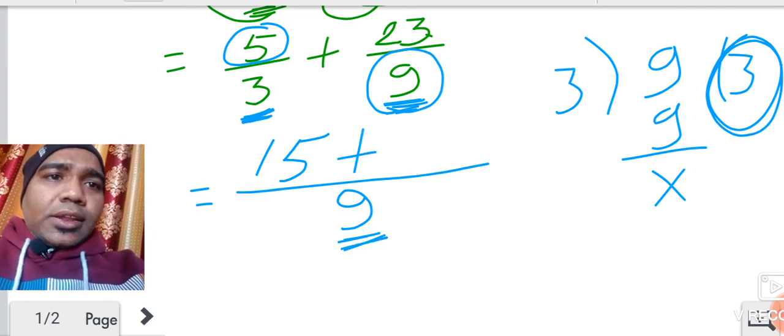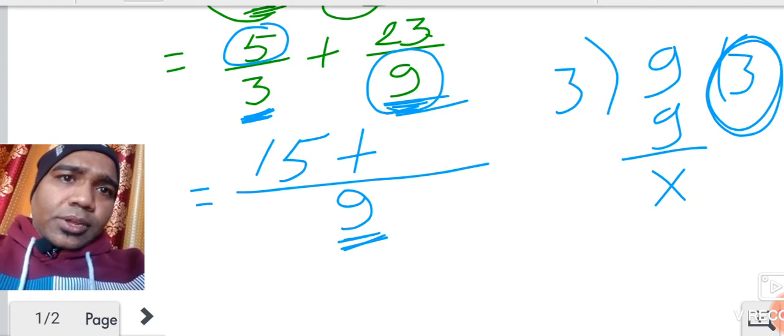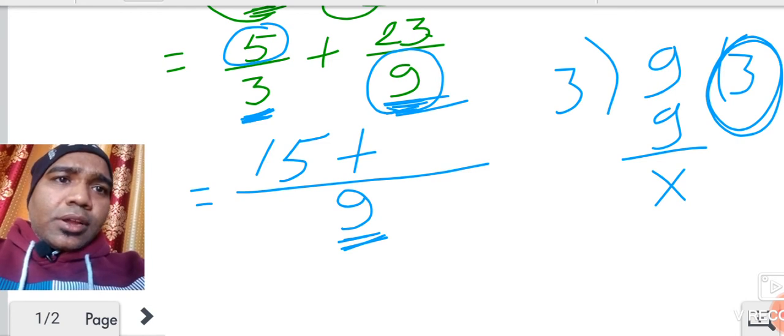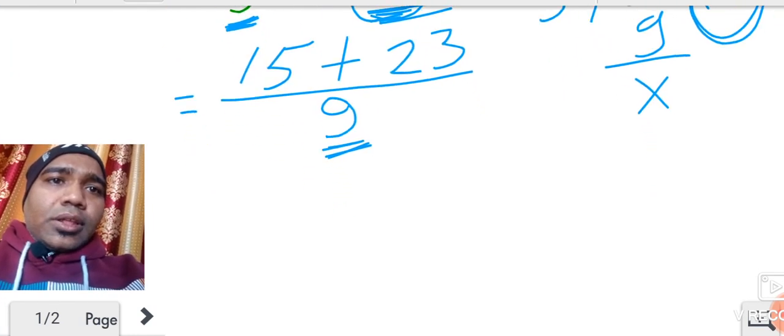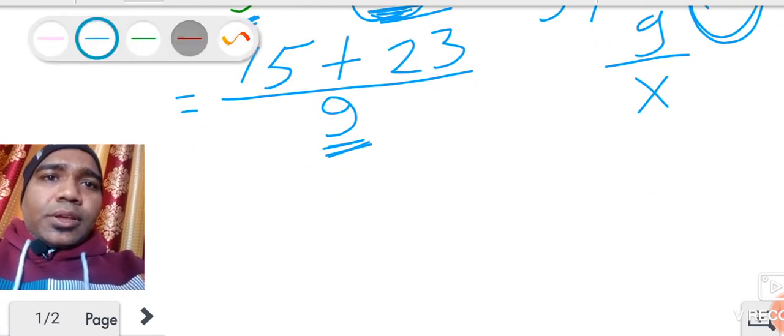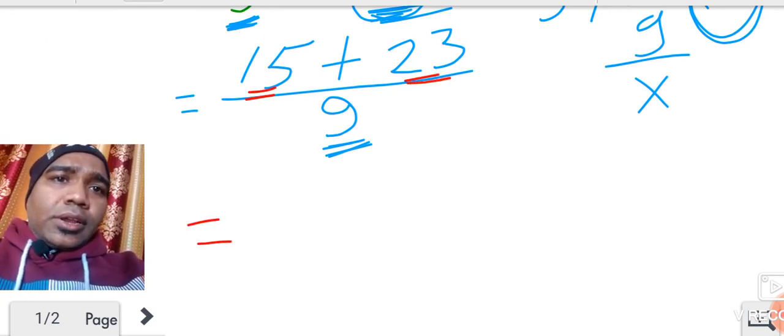Now this 9 divided by the denominator 9, 9 divided by 9, you'll get 1. Now 1 you'll multiply with the numerator 23. So 1 into 23, how much will you get? 23 only. Okay, now 15 plus 23, if you add it, how much will you get? You'll get 38. Okay, and in the denominator 9 is there, so 38 by 9.